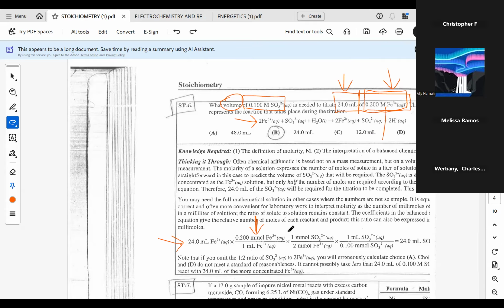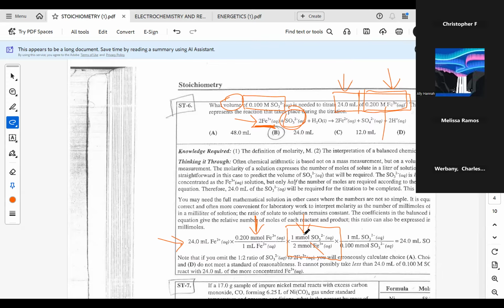And then I'm going to go back up to my balanced equation to get my ratio here. So I could say to myself, for every 2 millimoles of iron 3, right, we'll cancel that out, I could titrate 1 millimole of my SO3. So that's on the top here. So that's where those coefficients, the 2 and the 1, came from.